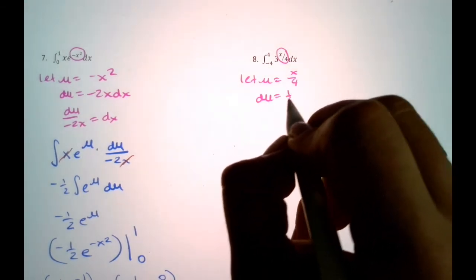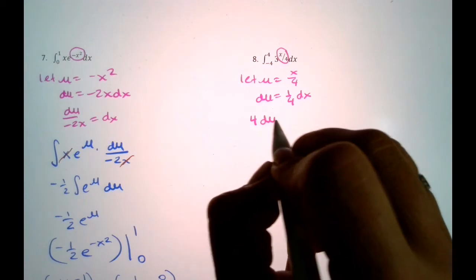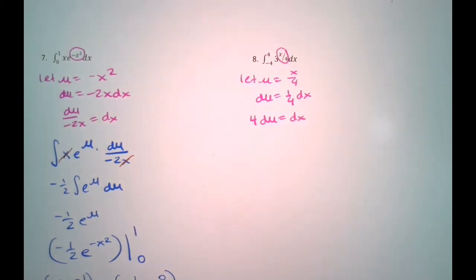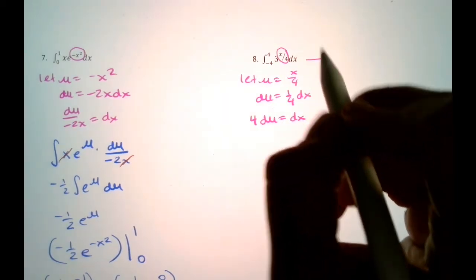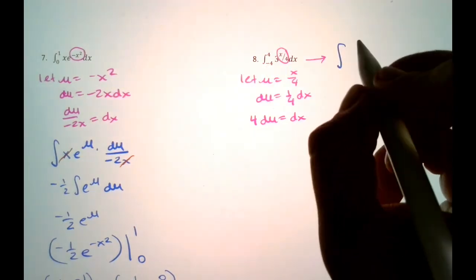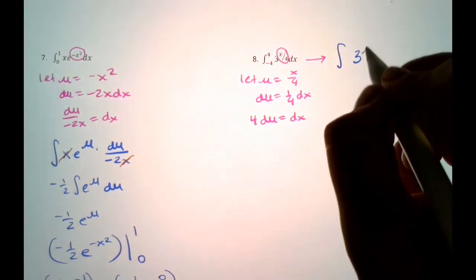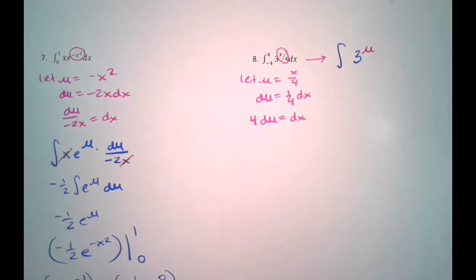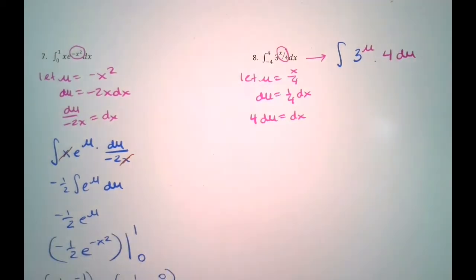I'm going to take the derivative, nothing different here. I'm going to solve this so it says dx equals, so I'm going to multiply by 4 on both sides. So now I have my full switch there. I'm going to convert this into what I've got. I have the integral, and I've got 3 to the power of u, because that's what I'm switching to. And then in place of dx, I'm going to do 4 du.